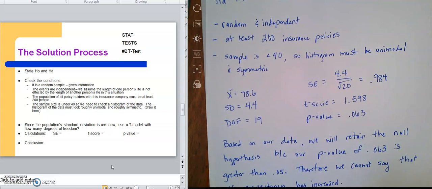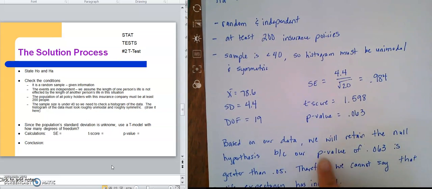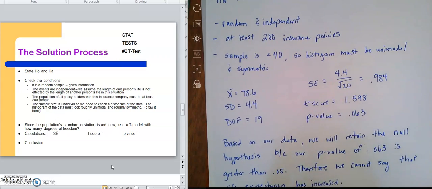Remember, you still need the same 3 things. You need to say if you're retaining or rejecting. You need to tell why because of your p-value and put it in context.